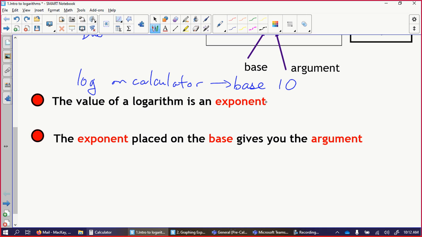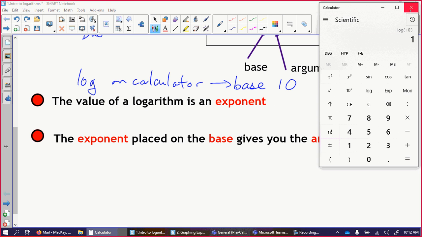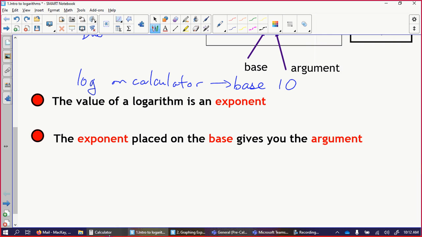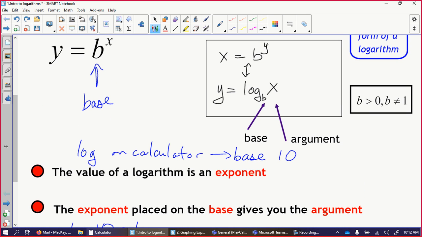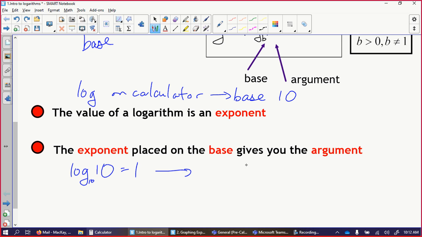So the value of a logarithm is an exponent. Over here, the log of 10 is 1, and we'll talk about why that is. The exponent is placed on the base to give you the argument. I took the log of 10, base 10, equals 1. If I translate that back to exponent form, y becomes the exponent, so the 1 becomes the exponent, the base is 10, and the argument is 10. Does 10 equal 10 to the power of 1?